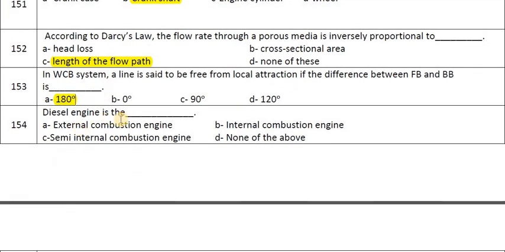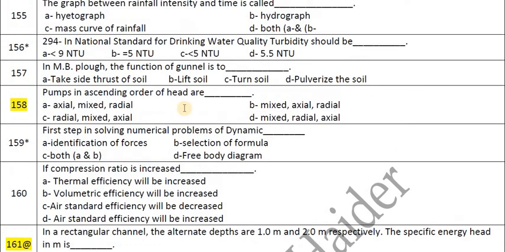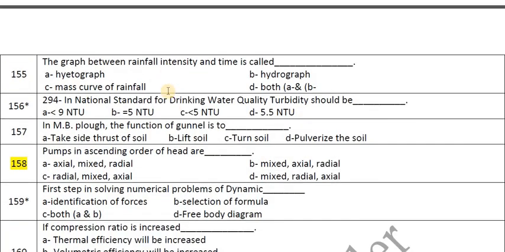Diesel engine is the internal combustion engine. The graph between rainfall intensity and time is called hyetograph. In national standard for drinking water quality, turbidity should be less than 5 NTU. In moldboard plow, the function of the landside is to take side thrust of the soil.